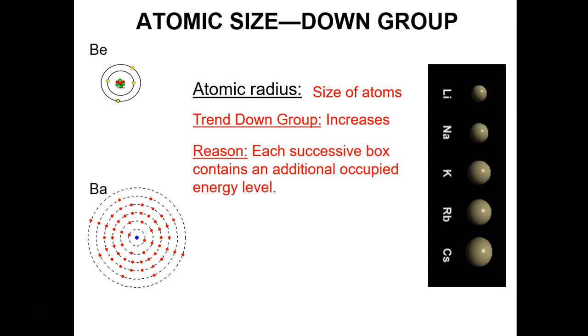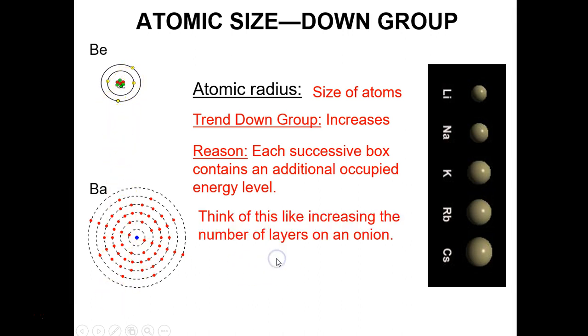And the reason this occurs is every time we go down a box in the periodic table, we're adding an additional occupied energy level. So we see here beryllium has 2 energy levels. Not coincidentally, we find beryllium in period 2 of the periodic table. Barium is all the way down in period 6, and it has 1, 2, 3, 4, 5, 6 energy levels. Because we're adding energy levels as we go down, the atoms get bigger.